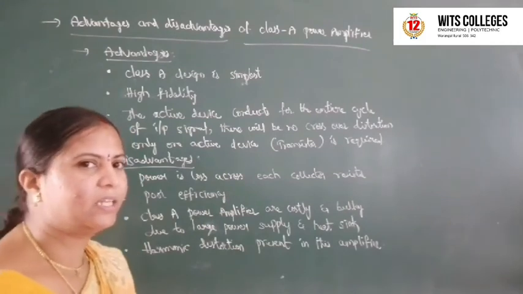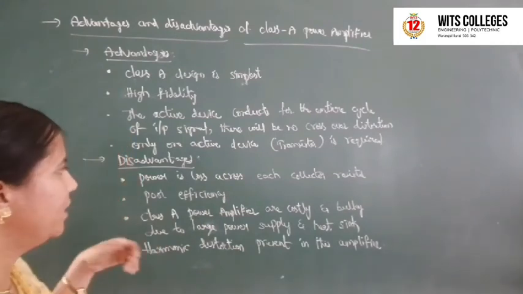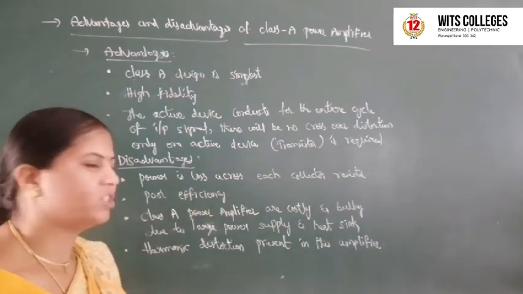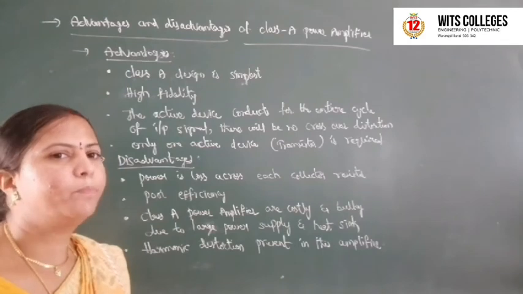At each collector resistor, what happens is that power is going to be lost. That is one of the disadvantages. Now, it also has poor efficiency.